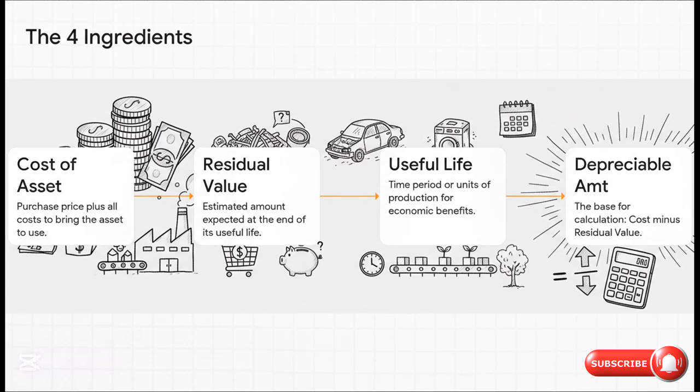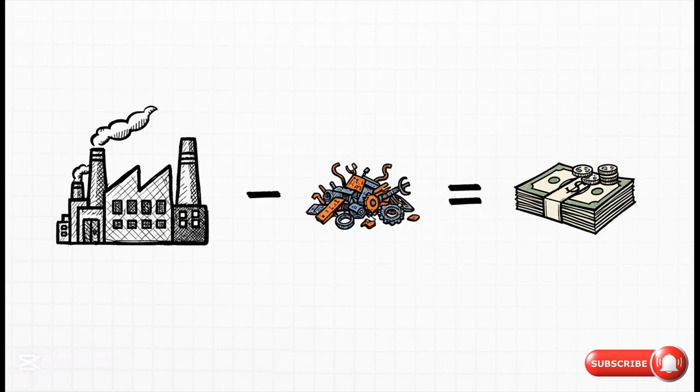This is just our best guess of what it'll be worth for scrap at the very end of its life. Third, we have the useful life. How long are we actually going to use this thing? Could be in years, could be in units of production. Now, these 3 ingredients combine to give us the single most important number for our calculation, and that is the depreciable amount. This is the total value we are going to expense over the asset's entire life. It is simply the cost minus what we think we can get back at the end.